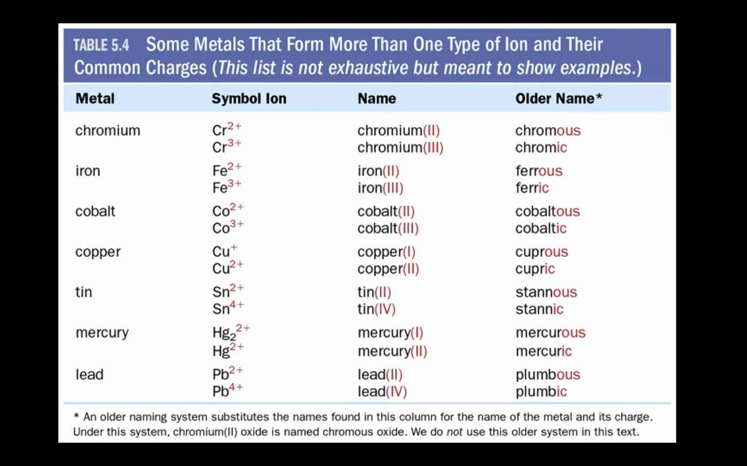Here's a chart that shows a few of the multiple charge metals. This is not all of them, but this does show a few of them. So you have chromium, iron, cobalt, copper, and you'll notice that most of these are transition metals.